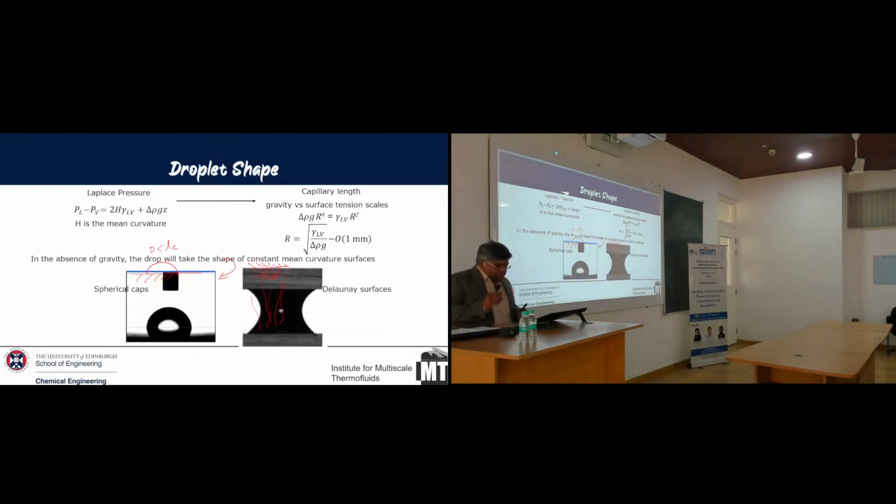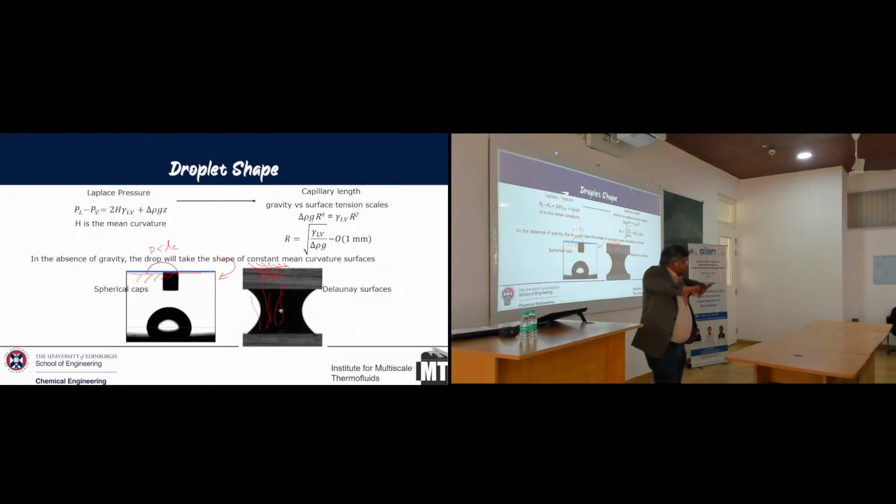Okay, so this is what we looked at. We looked at the spherical caps as well as Delaunay surfaces. But obviously, when you don't have gravity, you will have surfaces which have constant mean curvature. And that's what you find in experiments in space and all that.